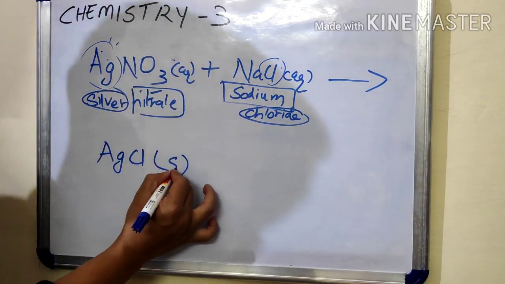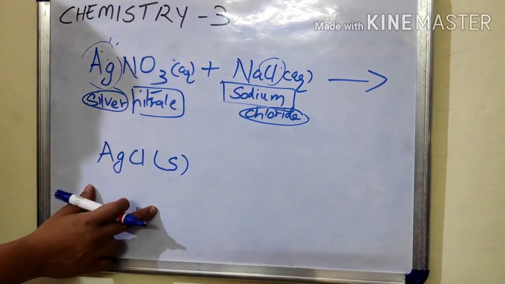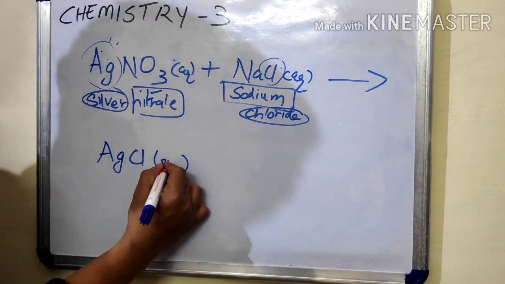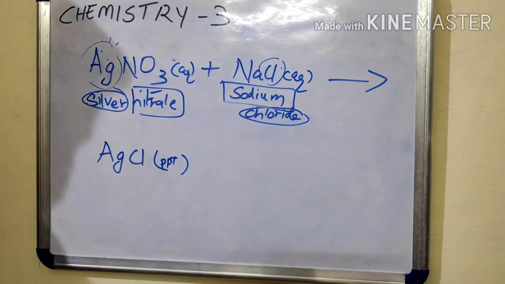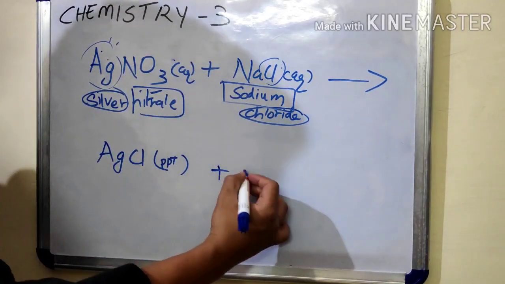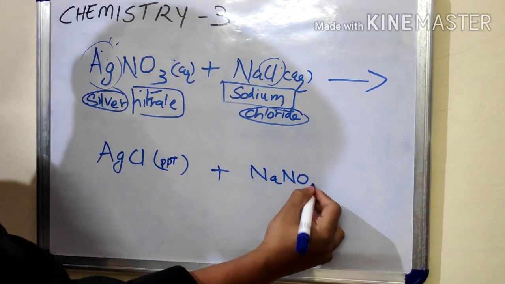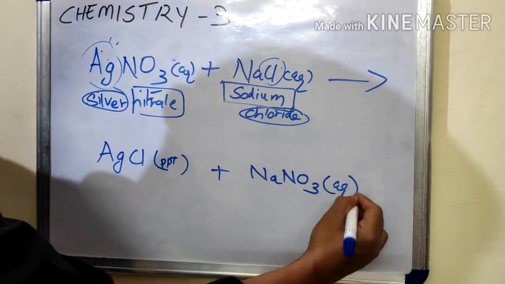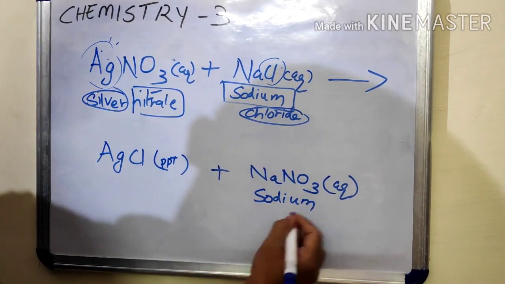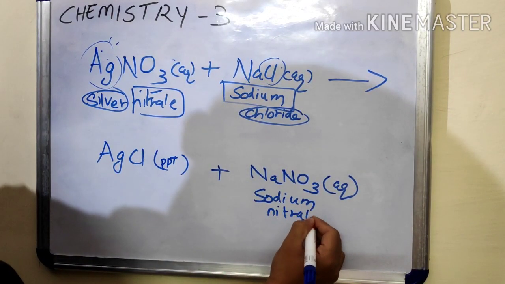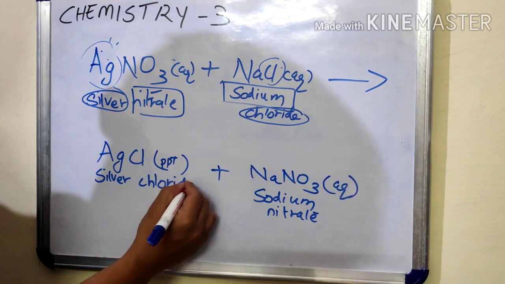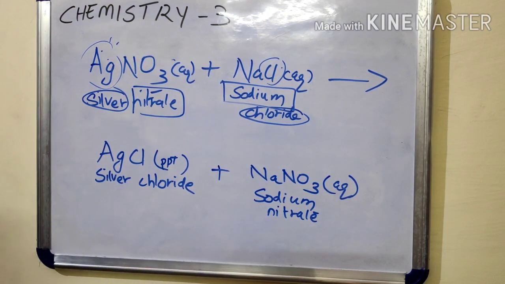And this is your solid. The silver chloride formed is your solid. This is your precipitate. So you can write solid or you can also write PPT. Both are correct. Plus sodium nitrate, NaNO3. This is in your aqueous state. So this is sodium nitrate, and this is silver chloride. Make sure you're writing the names also, not just the equations. Okay, let's take a look at the next example.